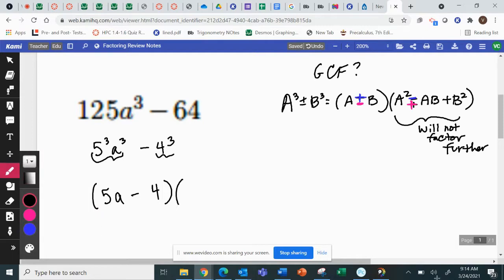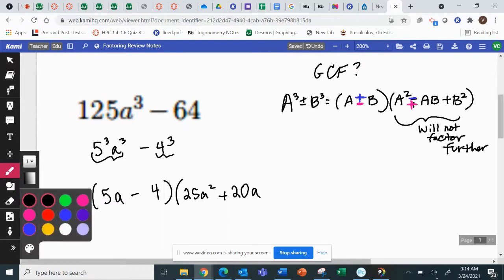So now once I've done my first parenthesis, I use my first parenthesis to get my second parenthesis. I use 5a, but I'm going to square it. So I'm going to do 5a times 5a, 25a squared. Then I use the plus sign. In the middle, I multiply the a and the b together. So that's going to be 20a.